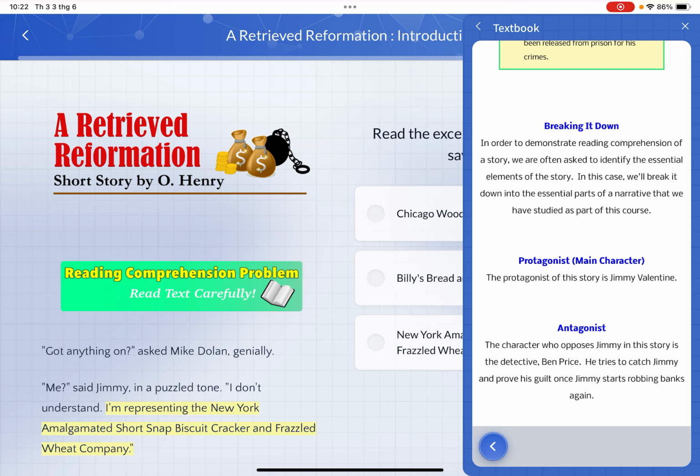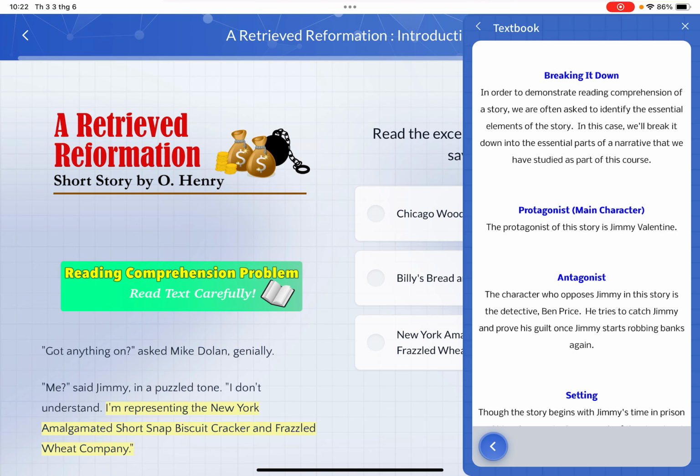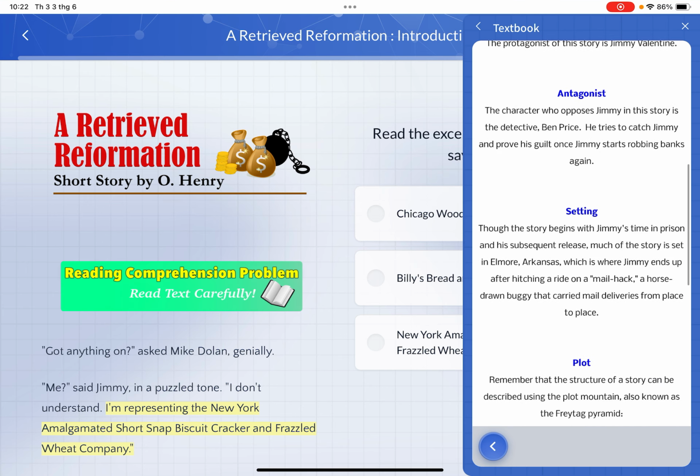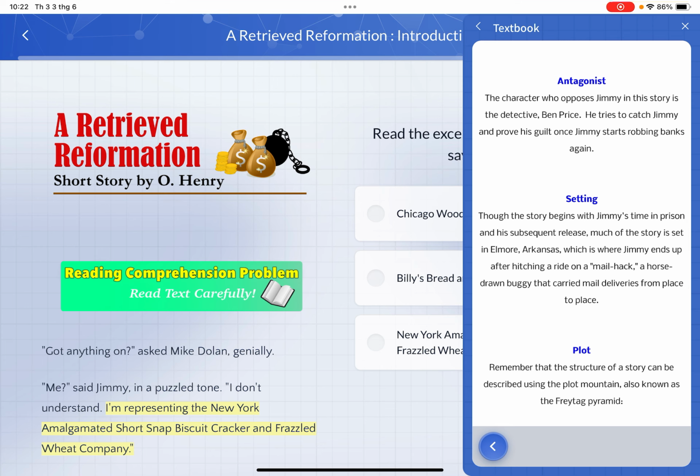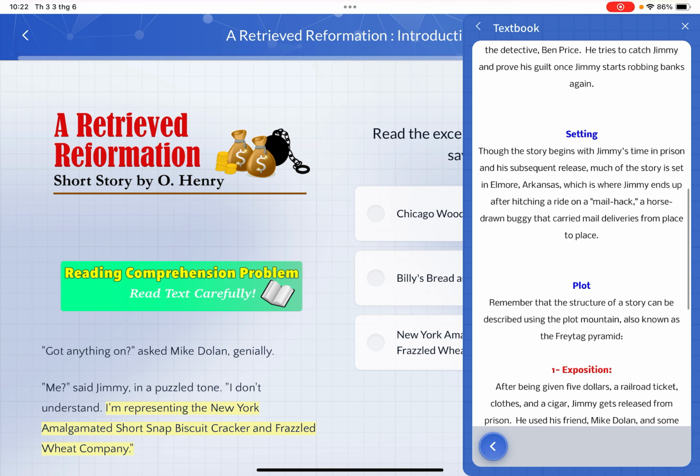of the story. In this case, we'll break it down into the essential parts of narrative that we have studied as part of this course. First, the protagonist and the antagonist. The protagonist, which is the main character, is Jimmy Valentine, and the antagonist is the character who opposes the main character. Who opposes Jimmy in the story is the detective, Ben Price. He's trying to catch Jimmy and prove his guilt once Jimmy starts robbing again.